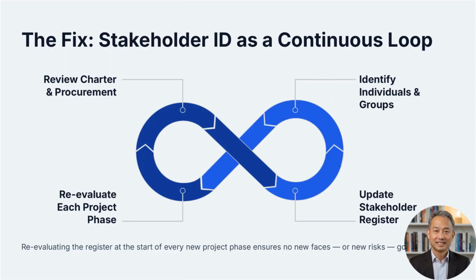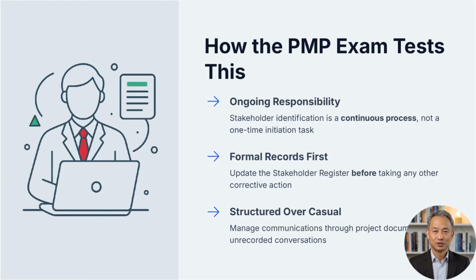To protect my projects now, I strictly follow the Identify Stakeholders process as a continuous loop. Step 1. Identify all individuals and groups impacted by the project by reviewing charter documents and procurement contracts. Step 2. Update the Stakeholder Register iteratively throughout the project lifecycle as the environment evolves and new leaders join. I make it a habit to reevaluate this register at the start of every new project phase to ensure no new faces have emerged. The PMP exam heavily tests whether you recognize that stakeholder identification is an ongoing responsibility, not a one-time event.